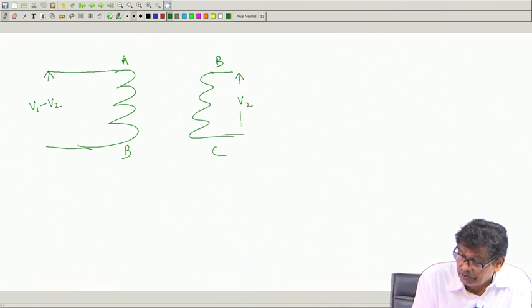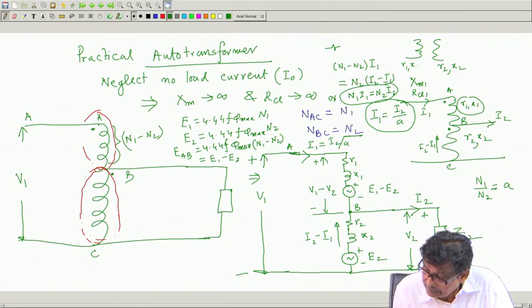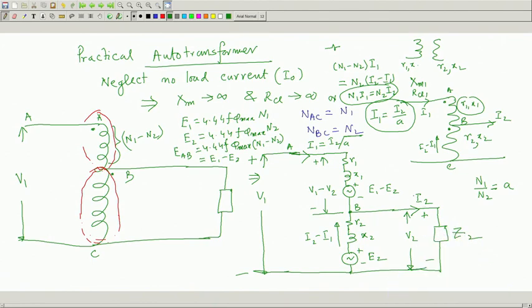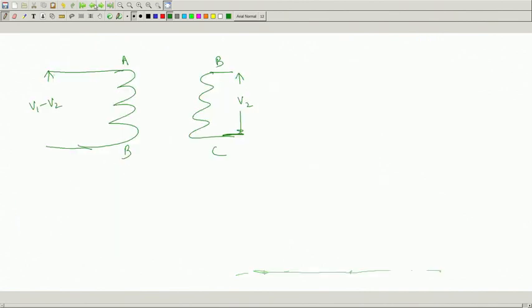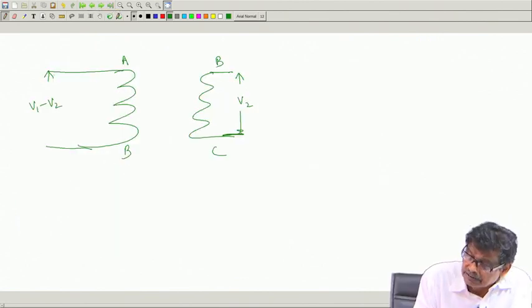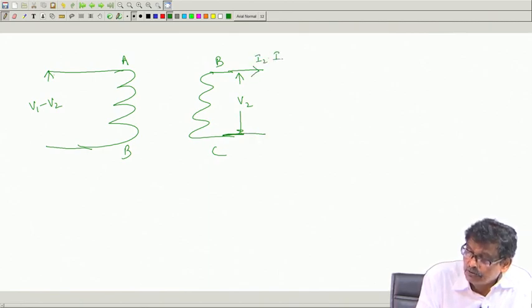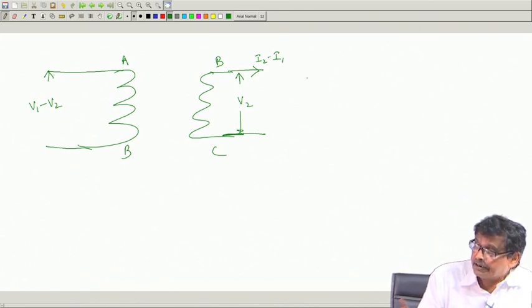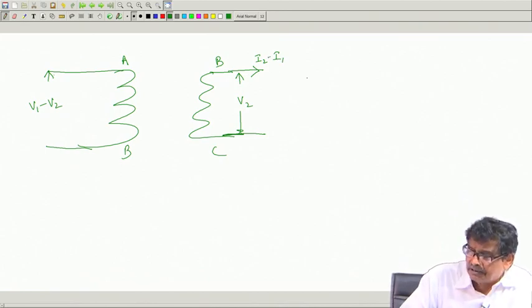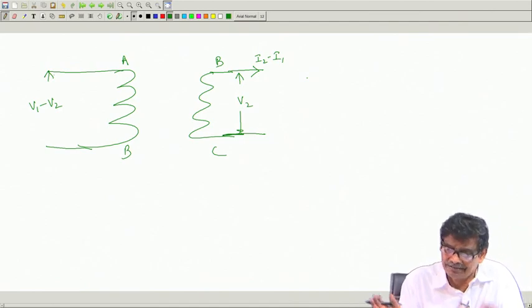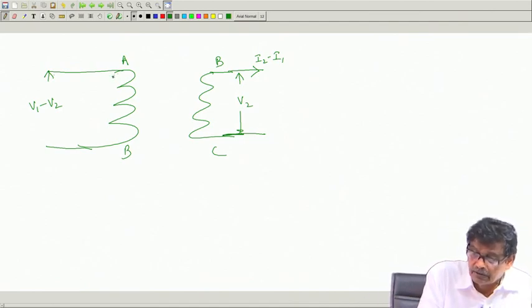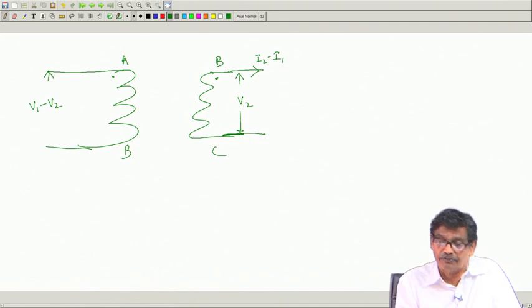I am not showing the load yet, because the problem here is that this coil current and load current are different, but I can say this much. See, this winding is delivering a current of I2 minus I1, this much I am certain. What things are to be connected to achieve this, let us not bother right now, but this is what I can think of.